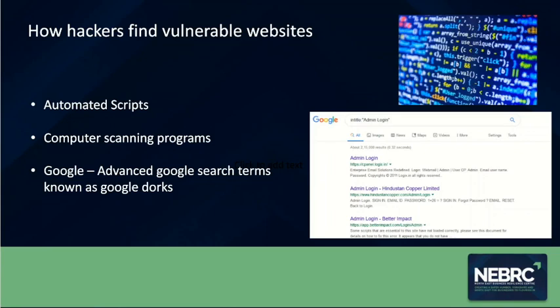One of the many ways hackers find vulnerabilities is by doing automated scans across the internet. They can also use computer scanning programs to help them with this. One other way hackers can find vulnerable websites is actually using search engines such as Google. Using advanced search techniques, the website you're looking at now looks like any other website.